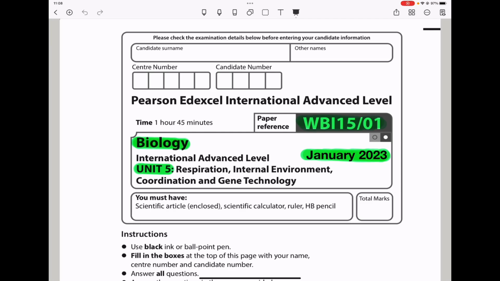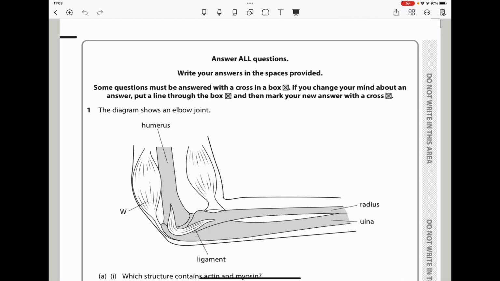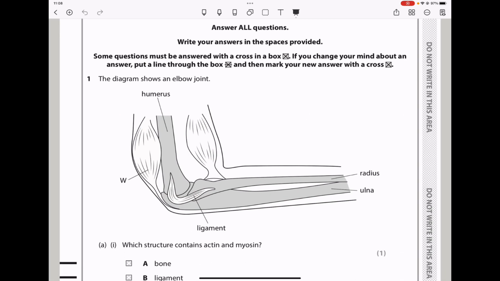Today we're doing the Pearson Edexcel International A-Level Biology Unit 5 for January 2023. Let us begin with the first question. Question 1 says, the diagram shows an elbow joint.